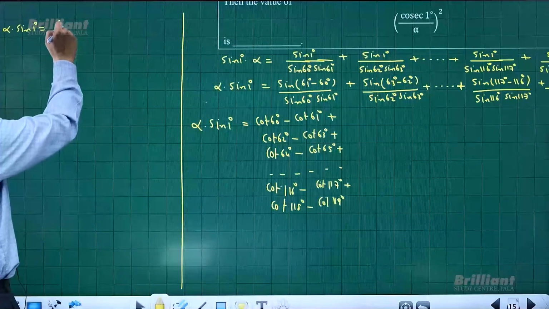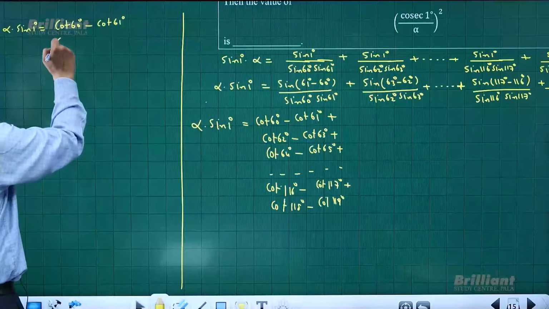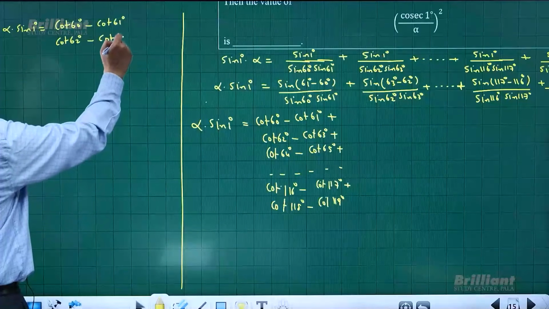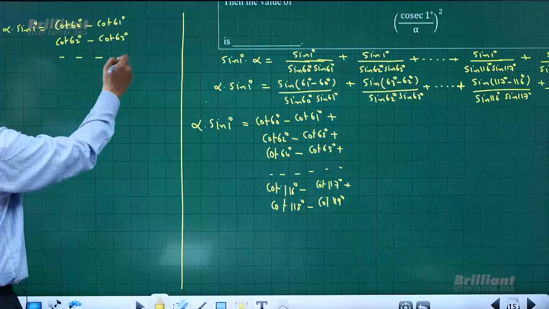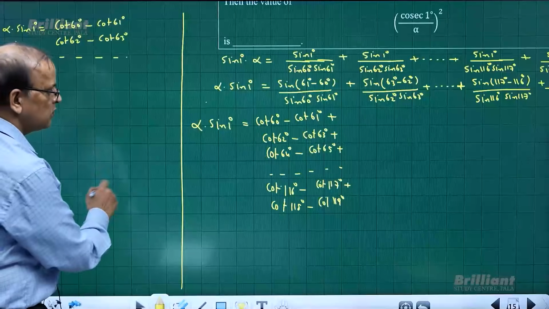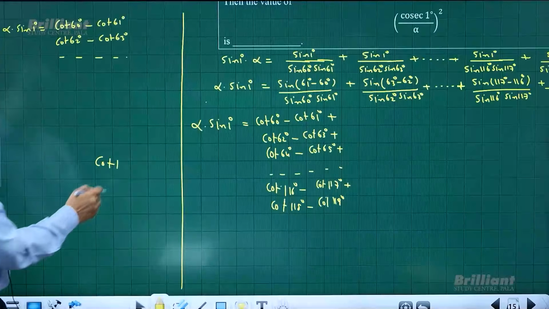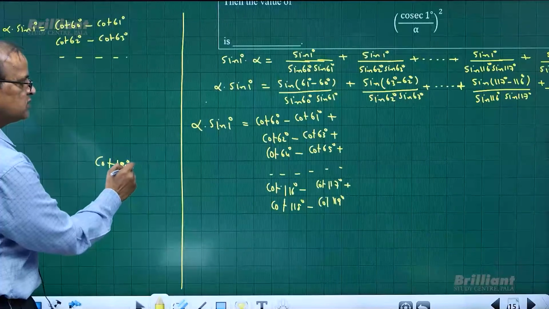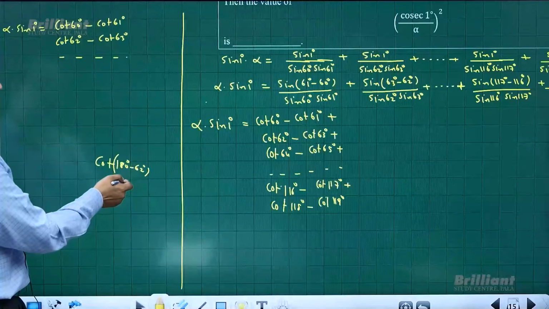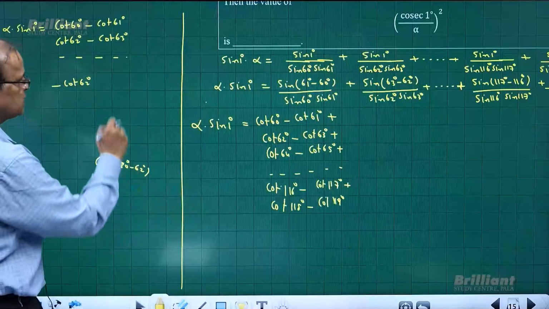This is cot 60 minus cot 61, cot 62, 63 and so on. Now the last term is cot 118. What can we write for cot 118? Cot 118 you can write as cot of 180 minus 62, which is minus cot 62. So this is minus cot 62 and this is plus cot 61.